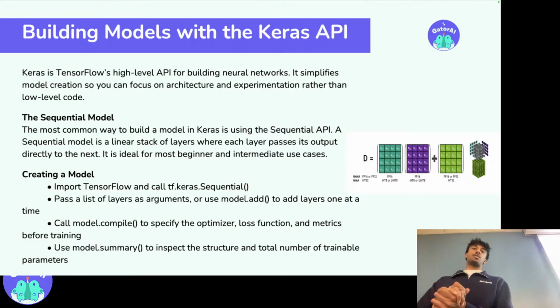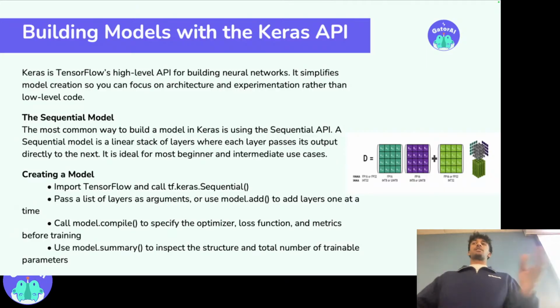You pass a list of layers. Each layer knows how to receive the input from the one before it, and the first layer is the one that needs the input shape, and Keras infers all the shapes after that automatically. So it learns layer by layer.